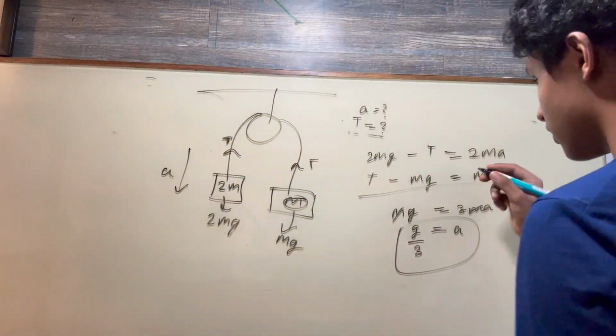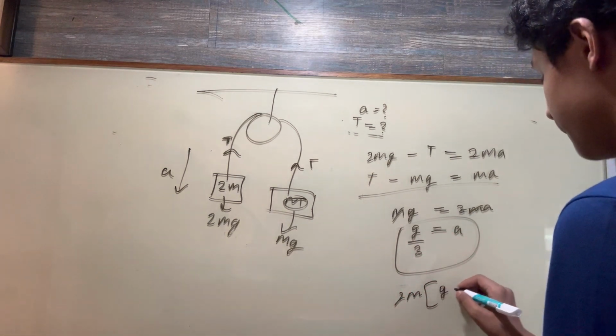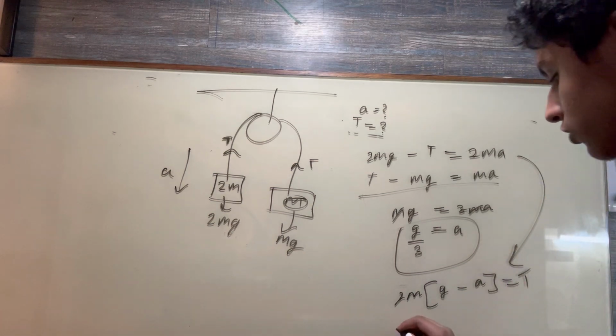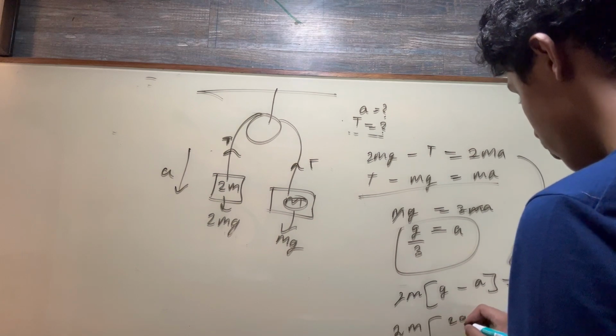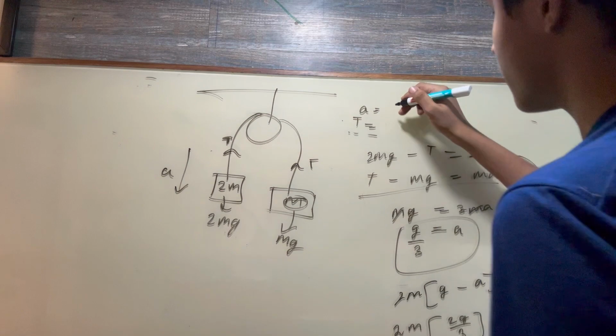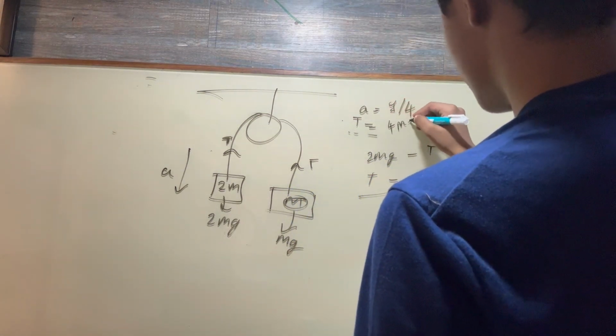And our tension would be equal to how much? Let's just substitute that in this equation. So we get 2m common, we'll get g minus a is equal to tension. So I've taken this and I've done it. So then we will finally get 2m g minus g by 3 will become 2g by 3 is equal to t. So our acceleration is equal to g by 3 and our tension is equal to 4mg by 3.